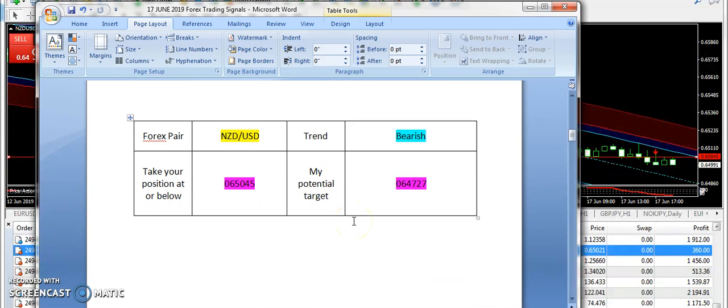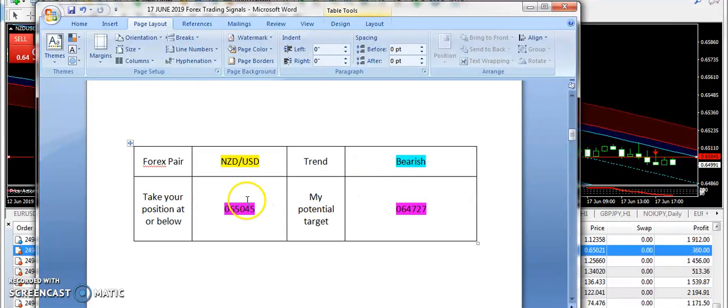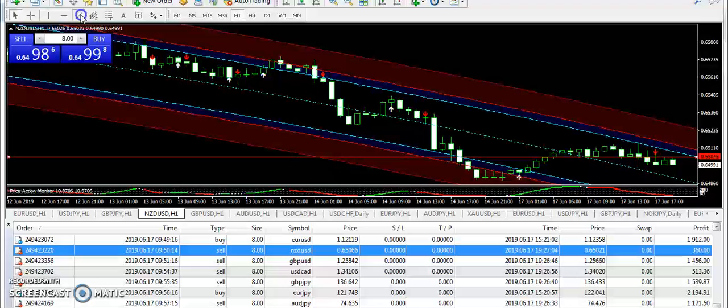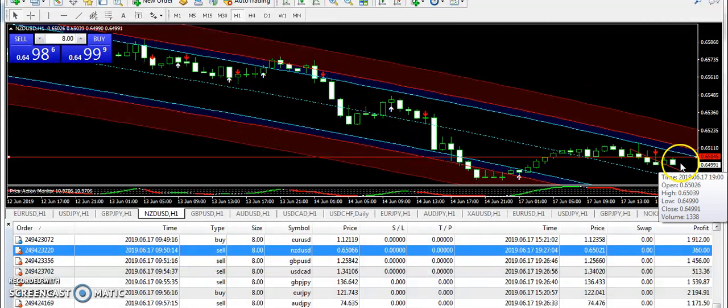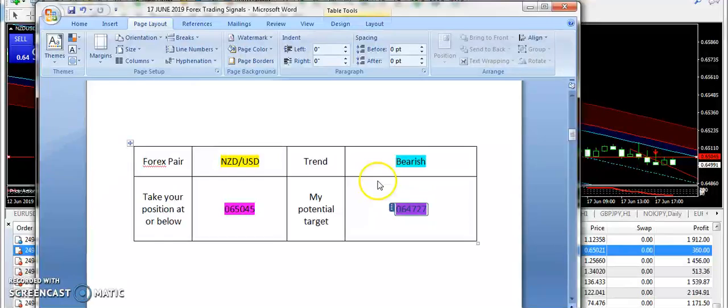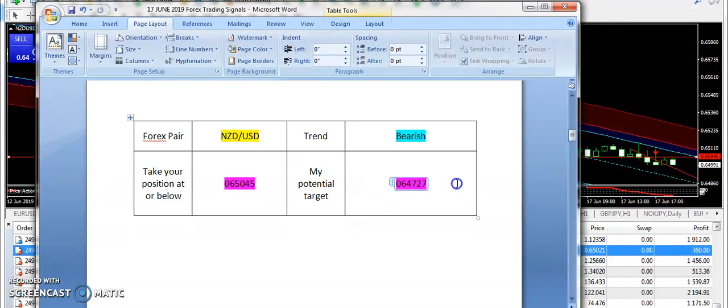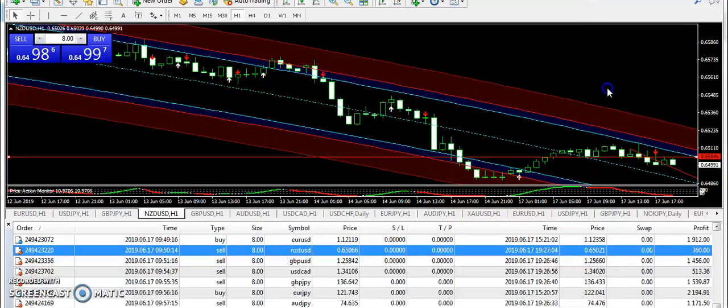Next, the second signal, with very low volatility, on New Zealand USD. A bearish trend was supplied to the subscribers from 065045, and 064727 is the target price. You can see the level is already broken, and New Zealand USD is on the way to downward momentum. This signal is based on full day trading. If it continues the bearish activity like this, then it can go down to 064727.